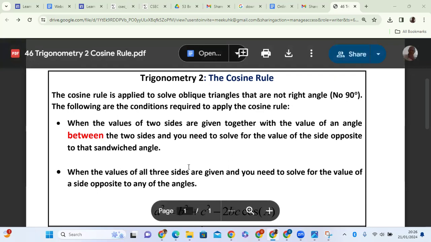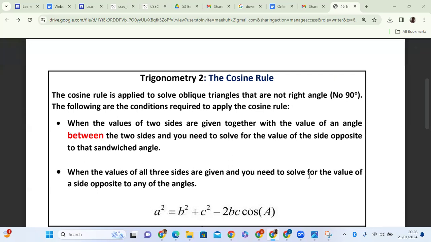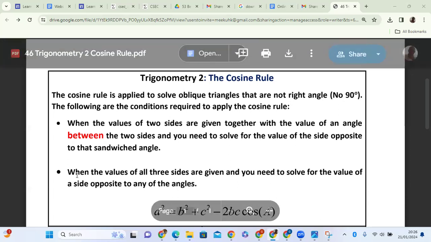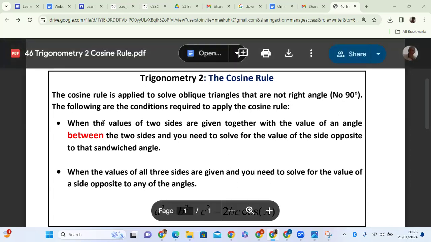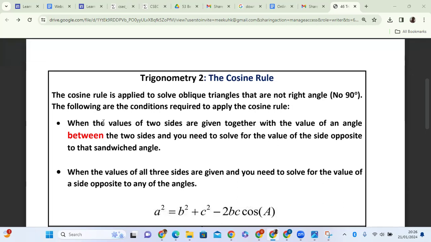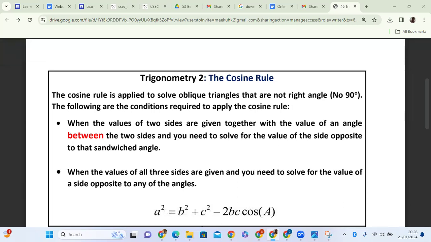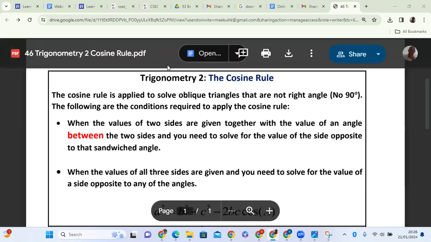When the values of all three sides are given and you need to solve for the value of the side opposite to any of the angles, then you can use the cosine rule. This one is not very popular, but this one is. And here's the cosine rule. And we're going to take a look at a triangle to see why the word between is so important for the cosine rule.